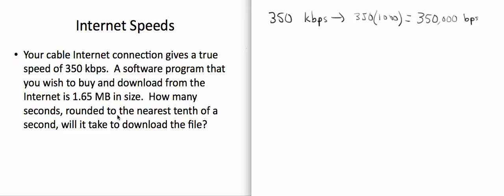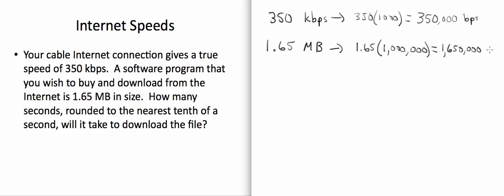Now the software program that you want to buy and download costs 1.65 megabytes. So that's MB, capital MB, megabytes. To get rid of the mega, we're going to take 1.65 times 1,000,000, which we know is 1,650,000 bytes, or big B's. Okay, so how many seconds will it take for us to download our files?